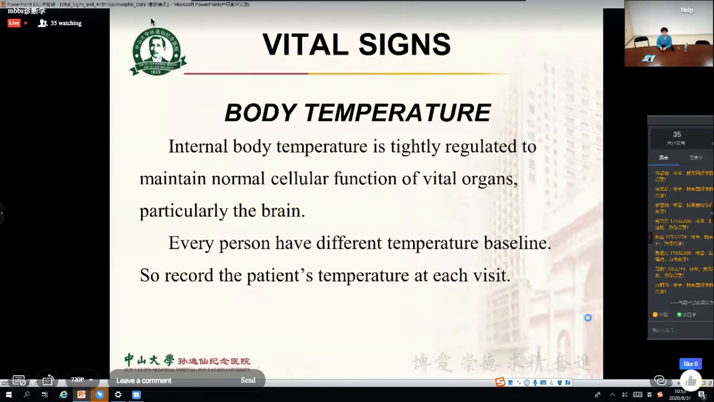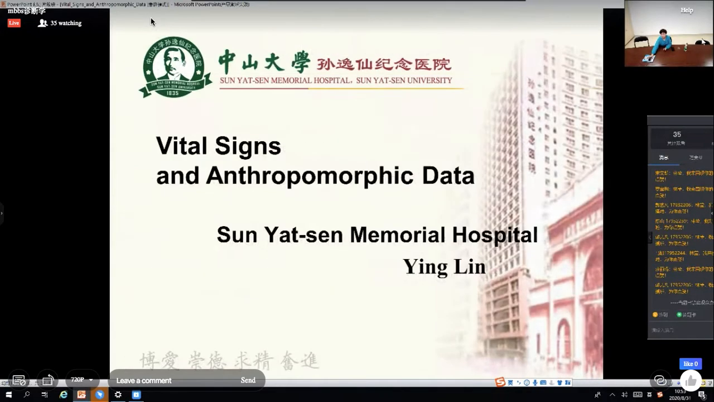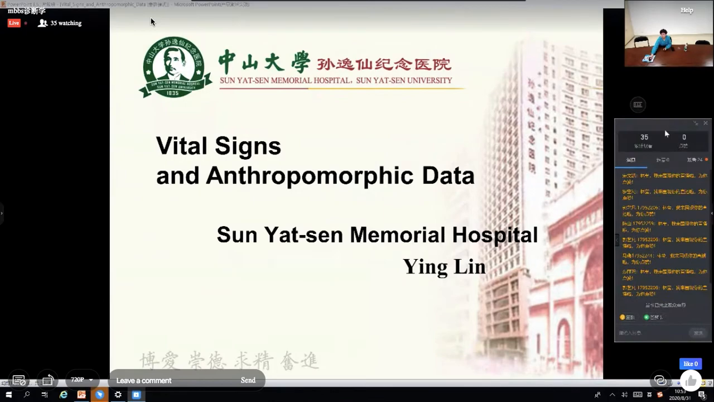Let's start the second part of today's talk. The second part is the vital signs and the anthropometric data, which are also important content that we need to record for our everyday clinical work. Vital signs. What are the vital signs?